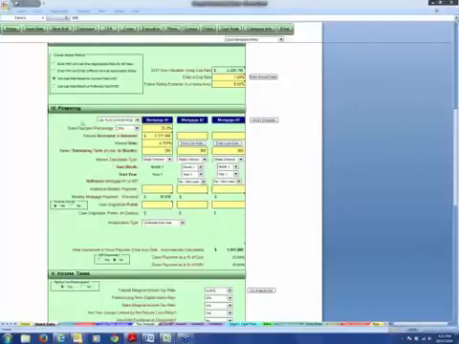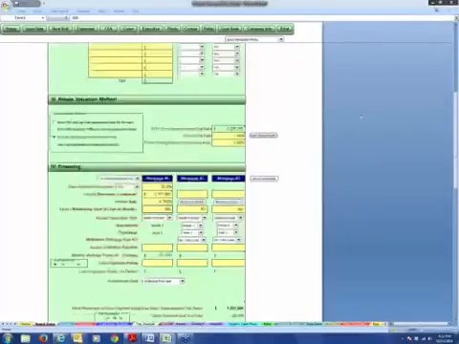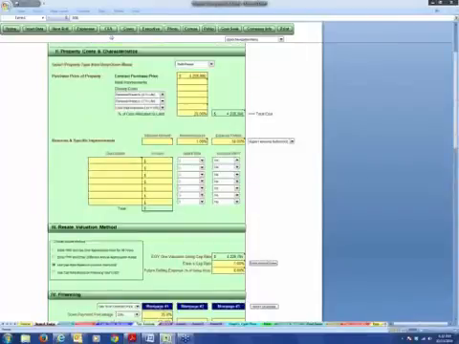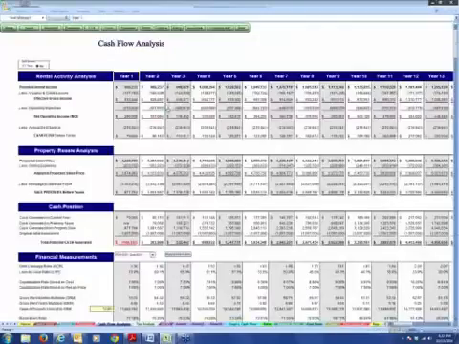So there we've got the financing all set. Now here's the $1 million question, folks. Here's how this works. All right, here's what we do next. We come up here and we click on the CFA. Now this is the tell-all.